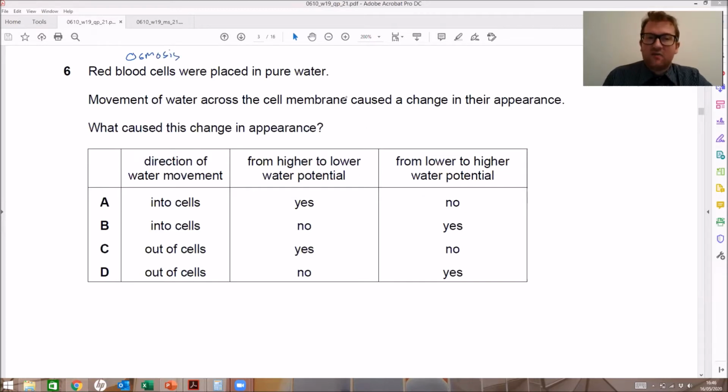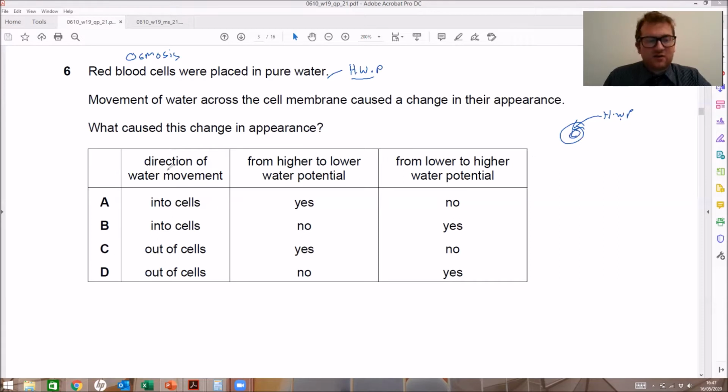Okay, and if you remember about water potential, pure water has a very high water potential. Now if you remember the definition of osmosis, which is the movement of water from an area of high water potential to low water potential down the water potential gradient, then you'll understand this question. So if we put our red blood cell into some water and we have a high water potential outside compared to a low one inside, water will move into the cell.